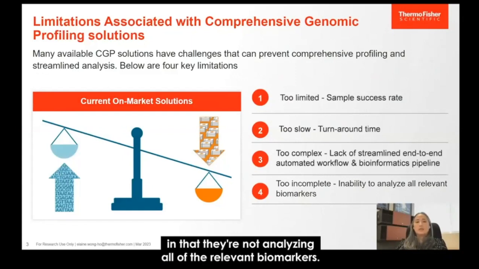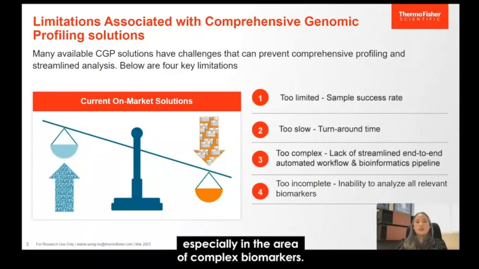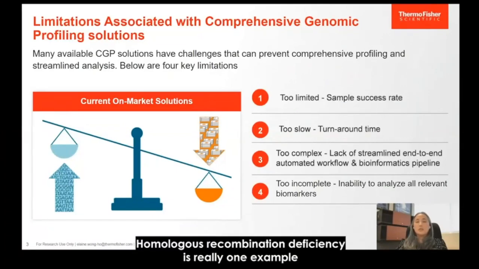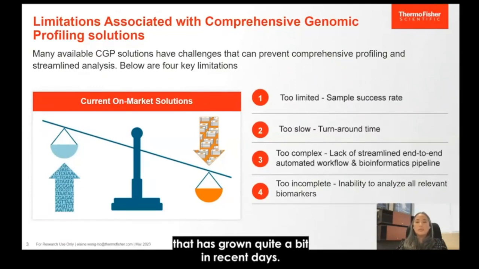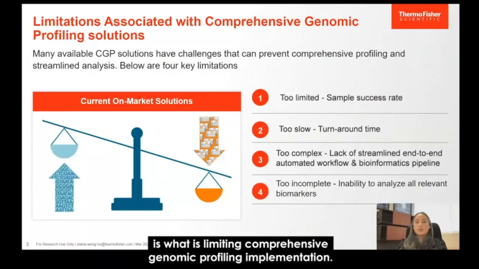the relevant biomarkers. The exploding research into clinical biomarkers has meant rapid growth, especially in the area of complex biomarkers. Homologous recombination deficiency is really one example that has grown quite a bit in recent days. And all of these different reasons are what is limiting comprehensive genomic profiling implementation.